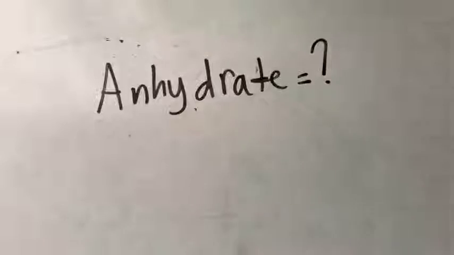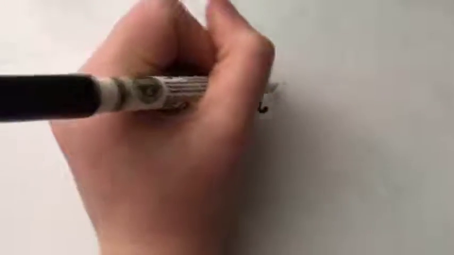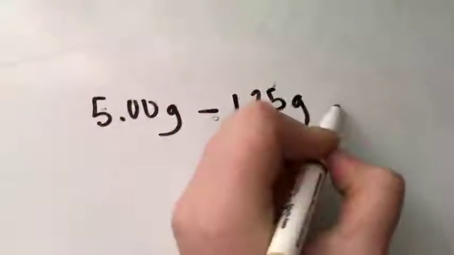If we are not given the mass of H2O, say in another problem, you'd most likely be given the mass of the hydrate and the anhydrate. You just need to subtract the two in order to get the mass of H2O evaporated if this were the case. For this problem, we are not given the mass of the anhydrate, so we need to find it. You can find the mass of the anhydrate by subtracting the mass of H2O from the hydrate.